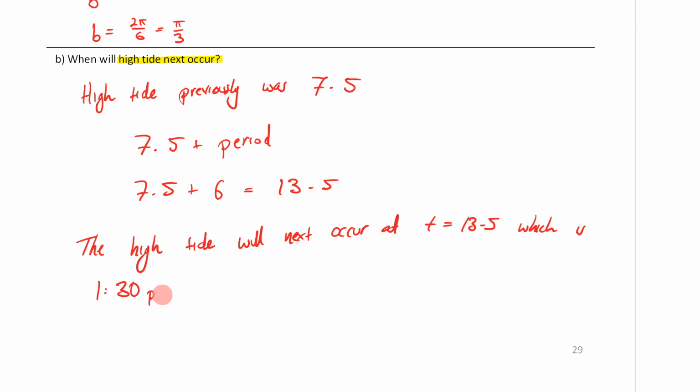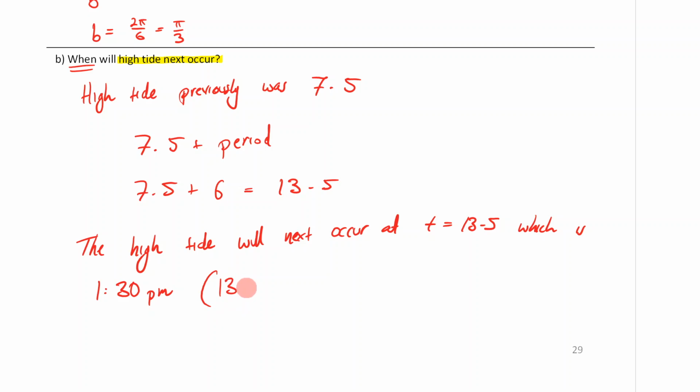1:30 p.m. So you need to make sure that you write it down in the actual time, because it's asking you when will it occur. So you probably would get away with just writing t is equal to 13.5, but sometimes, just to be safe, you should write it like that. Or you could write it in 24-hour time as well.